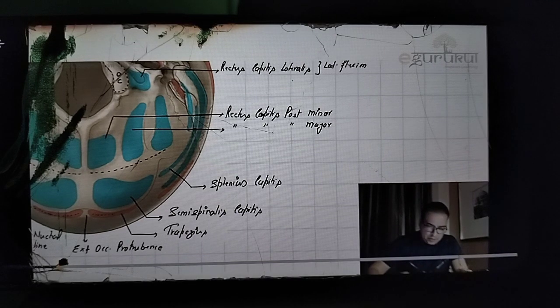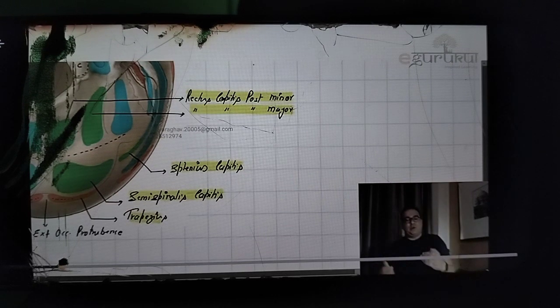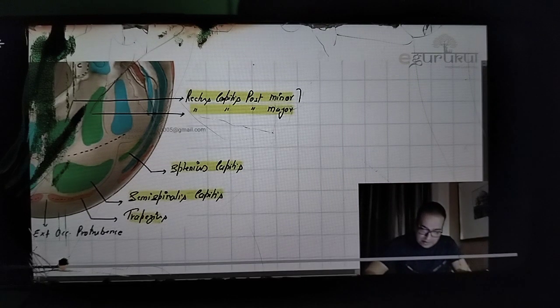Now look at this. Let me highlight this for you so that it will be easy for you later. Rectus capitis posterior minor, rectus capitis posterior major, splenius capitis, semispinalis capitis, and trapezius. If you look at all these muscles, and compare with the occipital condyles, all these muscles are present behind the occipital condyle. All of them will help in what? Extension of the neck. All of them are going to help in the extension of the neck.